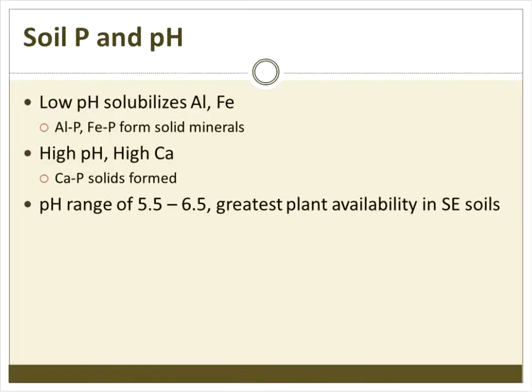Now, when we think about the phosphorus cycle, one of the things we can think about is the impact of pH. We've talked about this earlier regarding iron, aluminum, and calcium, and the availability of those nutrients as you change the pH of the system. For southeastern United States soils, we're looking for somewhere in the 5.5 to 6.5 pH range to give us the maximum availability of phosphorus.